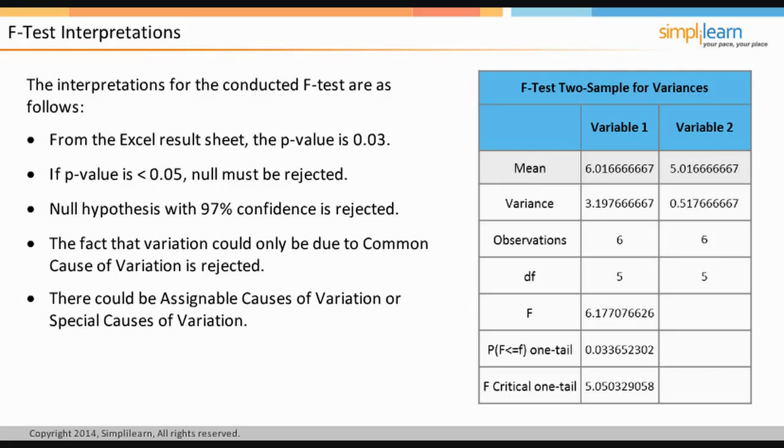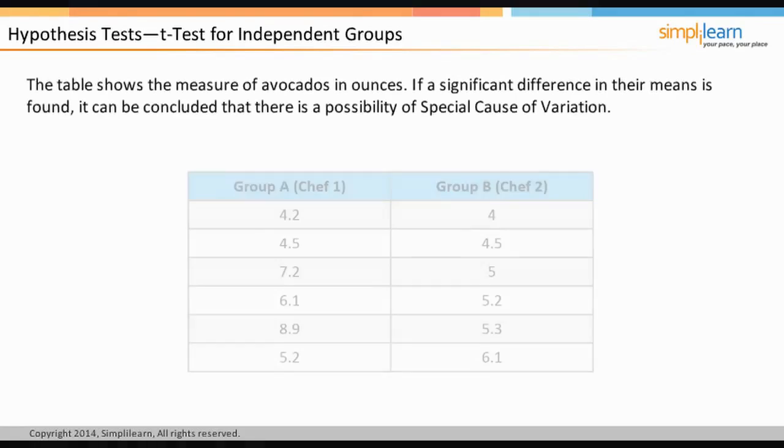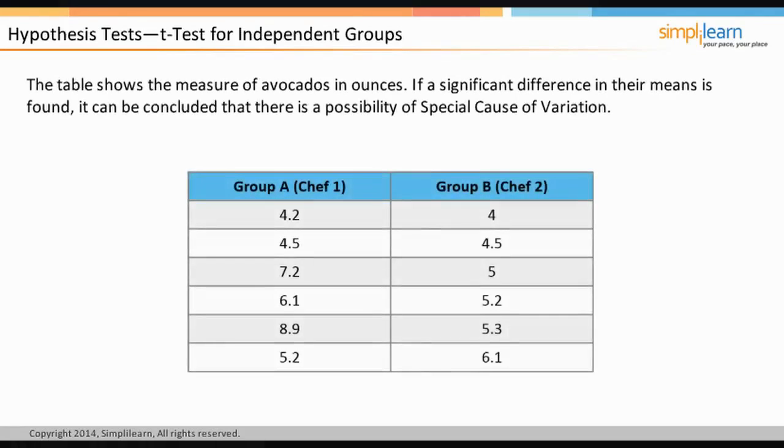The following screen will focus on hypothesis test t-tests for independent groups. As discussed earlier, the table shows the measure of avocados in ounces, and the significant difference in their means needs to be inspected. If a significant amount of difference is found, it can be concluded that there is a possibility of special cause of variation. The next screen will demonstrate how to conduct the two-sample t-test.